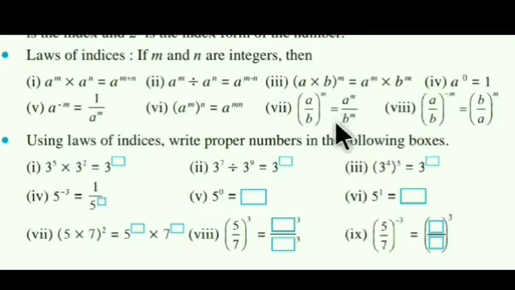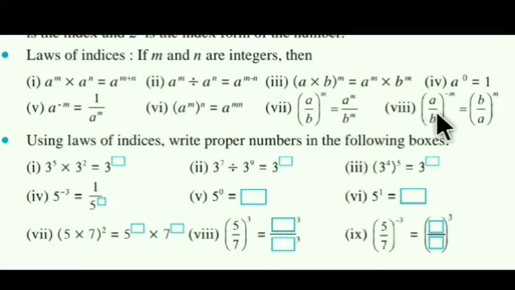Seventh law: in bracket a upon b, bracket complete, raised to m. So a is raised to m and b is also raised to m. A has the index m and b has the index m. Hence it is a raised to m upon b raised to m.